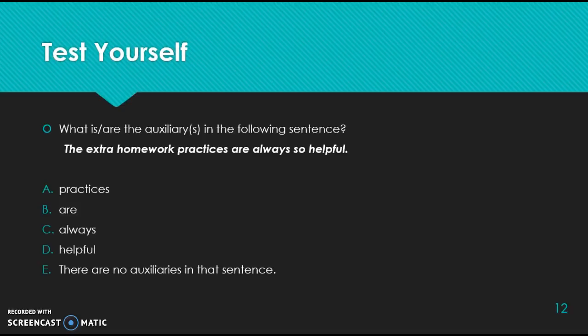Okay, in this one, there are no auxiliaries. How do you know? Well, there's only one verb, are, and if there's only one verb, it must be the main verb. And remember, that's called the copula. And in this sentence, there's no auxiliaries, so we also know that there can't be aspect.